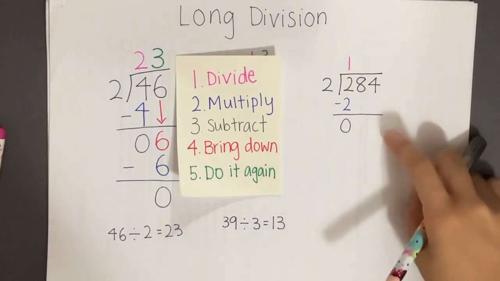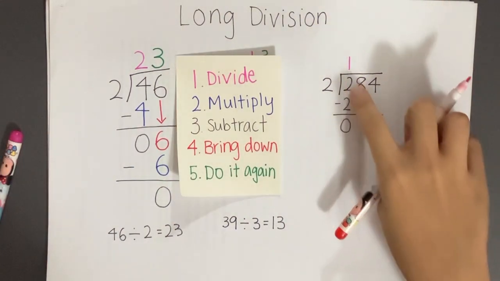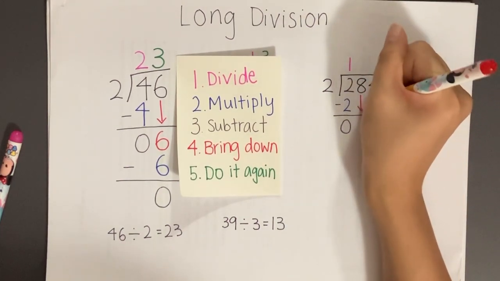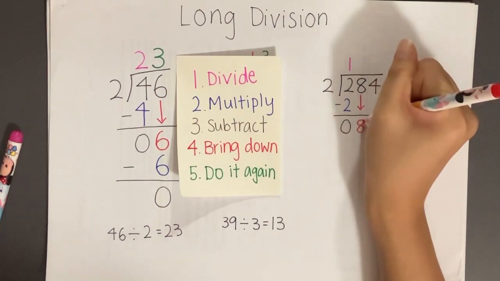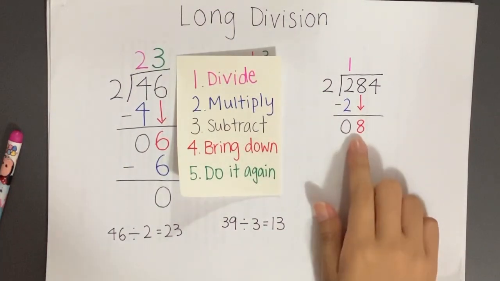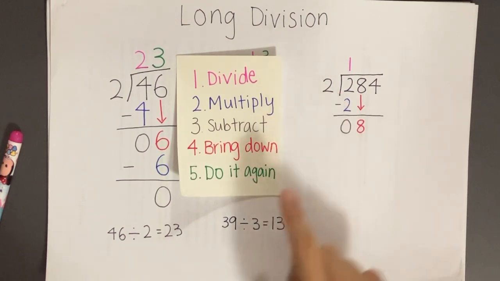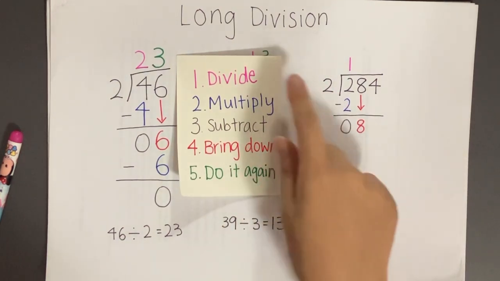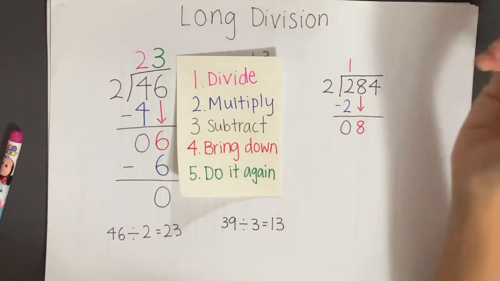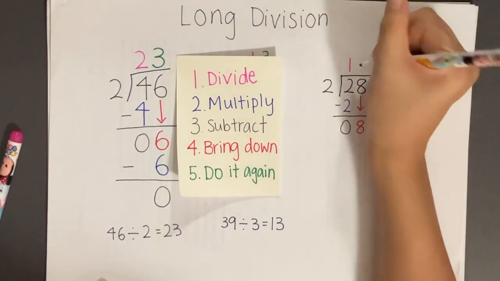Okay, now my fourth step is to bring it down. So I'm done with my hundreds column. I bring the digit in the tens column down, which is 8. So now I have 8. 8 divided by 2, because I'm at my fifth step, right? Which is to do it again. So I need to go back to divide. 8 divided by 2 is 4. So since I'm at my first step again, I need to start from the top again.